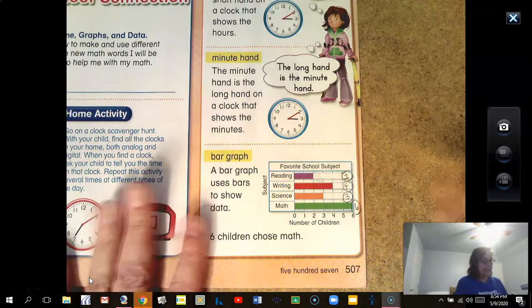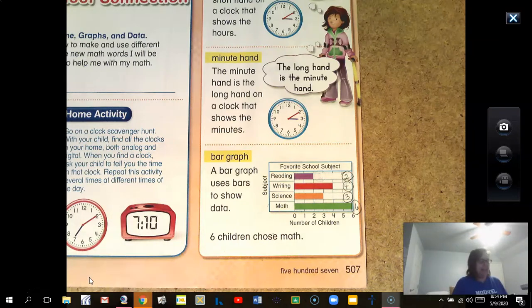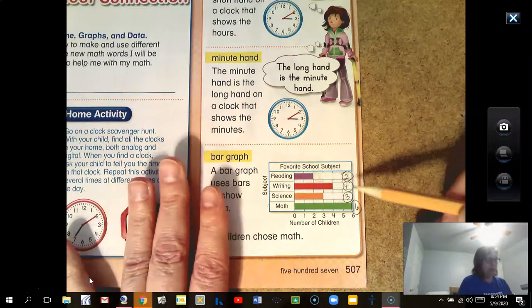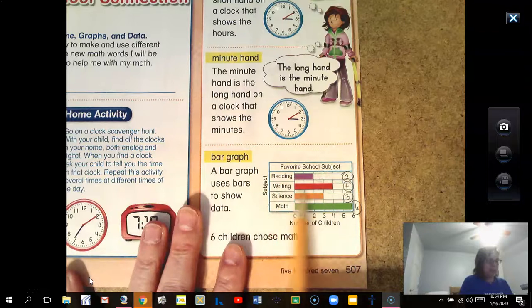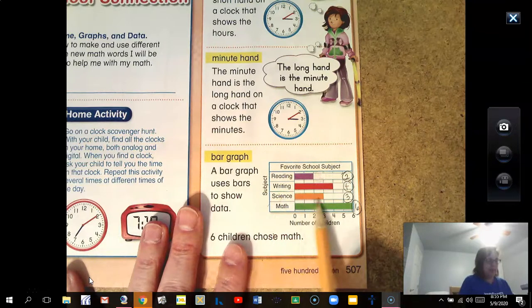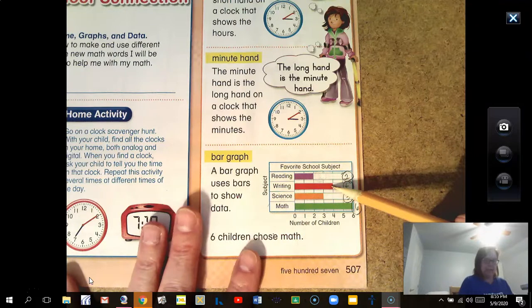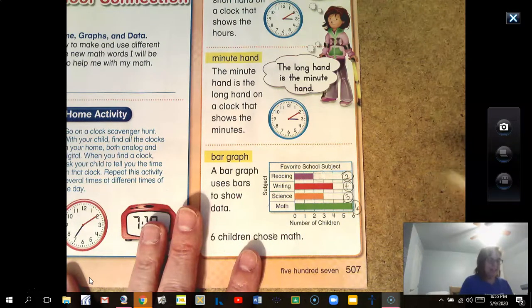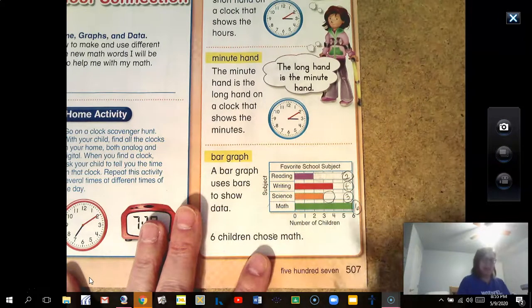Now it's really easy to see. Automatically we know 3 for science, 2 for reading, 6 for math. We're going to be comparing those graphs and the results. For example, if we look at writing and we look at science and we compare these two, writing has more students that favored it than science. How many more? 1 more.